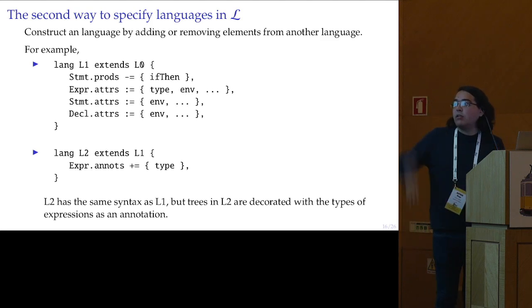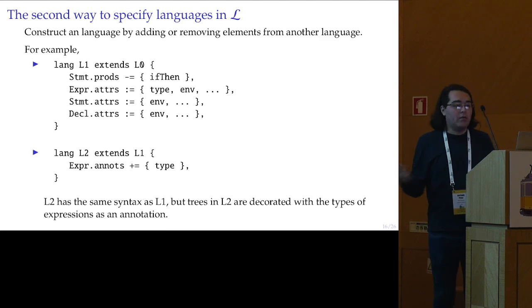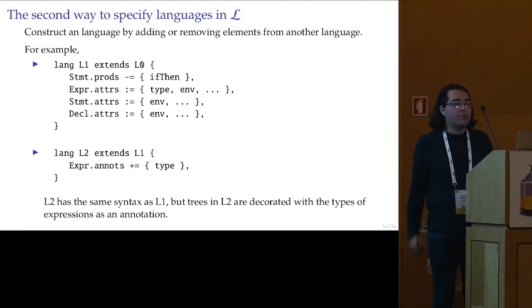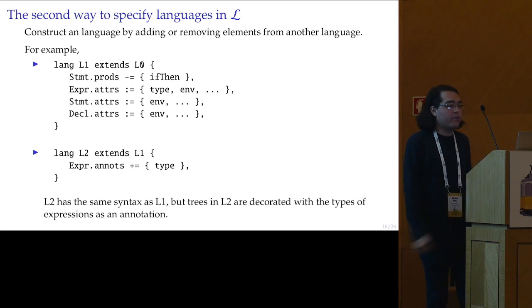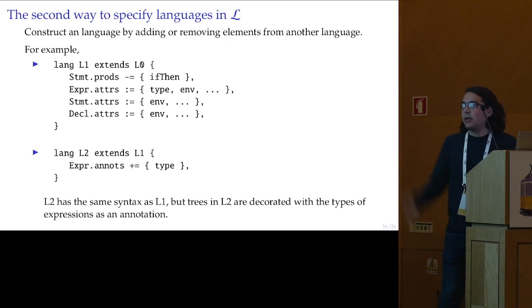I could then have another language, L2. These are the same ones from the example before, where we're doing type checking as we move from L1 to L2. So in L2, we annotate expressions with types. The type should already be computed by the time we're in L2, and it'll just be sitting there ready for use. So when we extend, all we do is add a type to the set of annotations on expressions.